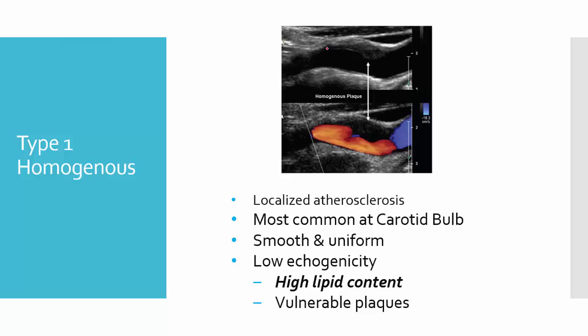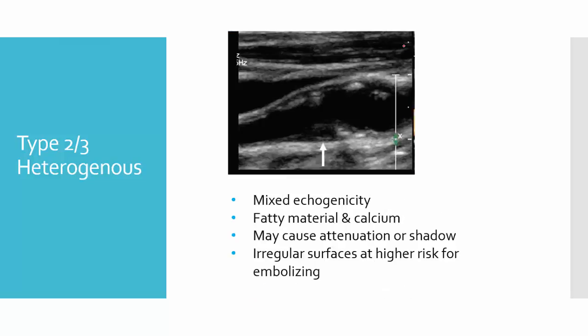I'm going to outline the smooth-walled, homogeneous, or low echogenicity plaque. This is an area of localized atherosclerosis and is most commonly found at the carotid bulb. This particular plaque, a homogeneous plaque or type 1, has a high lipid content and is the most vulnerable plaque. Of course, surface irregularities are at an even higher risk of embolizing.